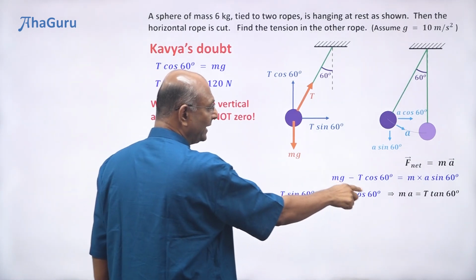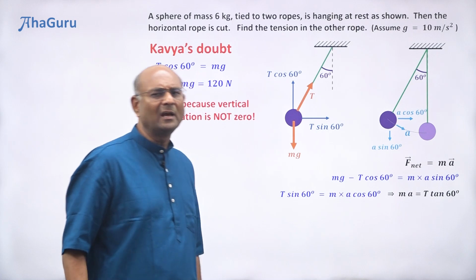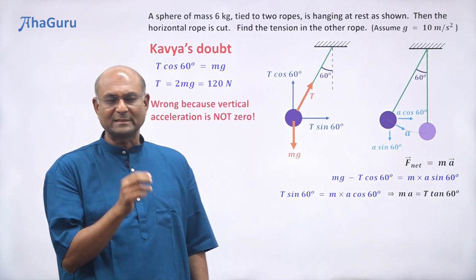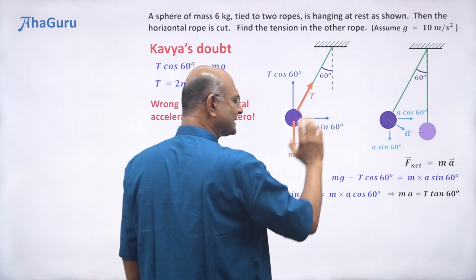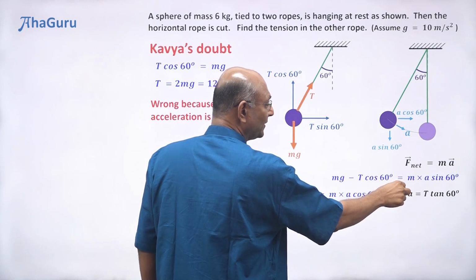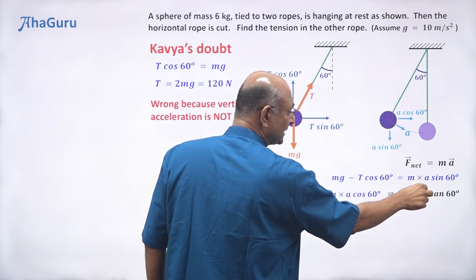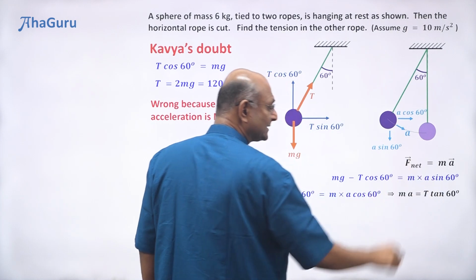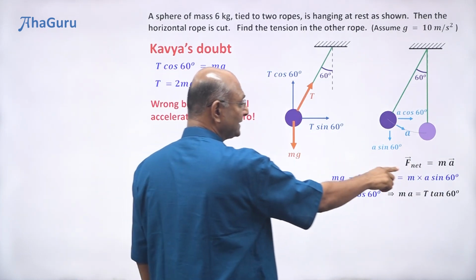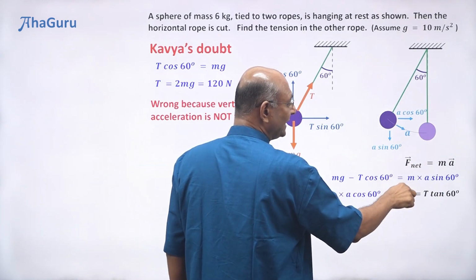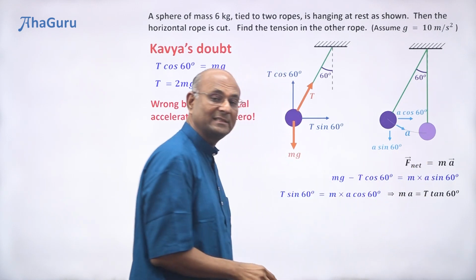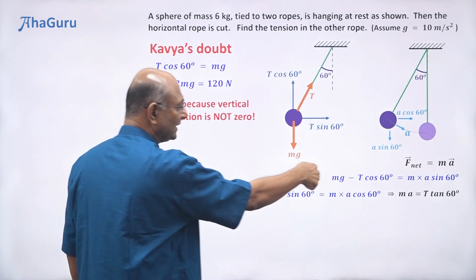So you can write MA is T tan 60 degrees. Of course, tan 60 is root 3. We can substitute that, but I will leave it as tan 60 degrees. And then we can use this here, because here you see you have MA. If I substitute T tan 60 degrees, then I will get MA sin 60 will be T tan 60 sin 60. Let us rewrite this equation.